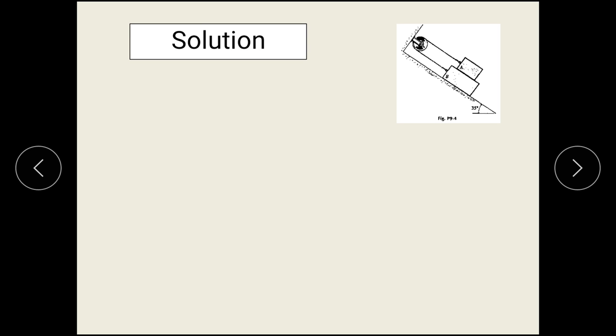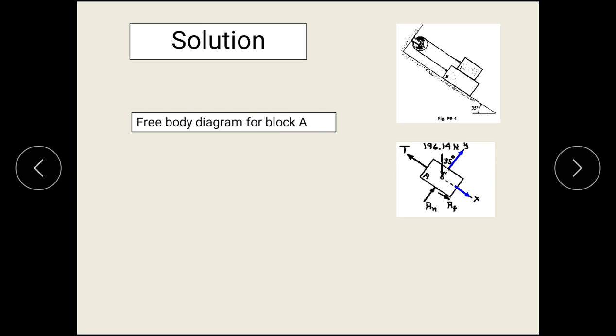So first, whatever the question given in the problem, we need to draw the free body diagram for the given one. First of all, we need to consider the block with the fewer number of forces acting. So among these two, block A has fewer forces, so block A is considered as a free body diagram. Tension in the cable attached, then the reaction force acting.